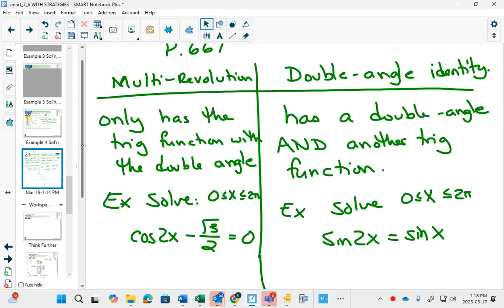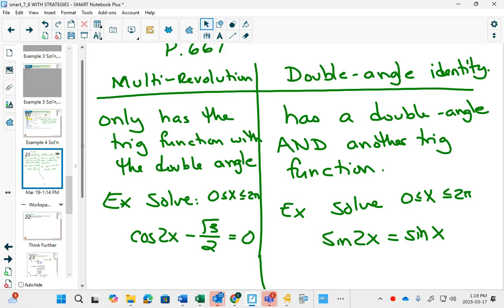Looking at solving questions, sometimes when you have a sine 2x or a cos 2x, you can use one of our new formulas, and sometimes when you have a sine 2x and a cos 2x, we should do it like we did earlier when it's a multi-revolution question. So now this makes things more difficult because you have more options. One of the things is, how do you know which option to use? Should you think of it as a multi-revolution question, or should you think of it as a double angle identity?